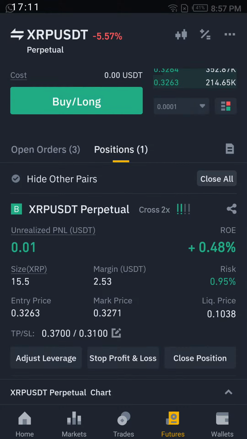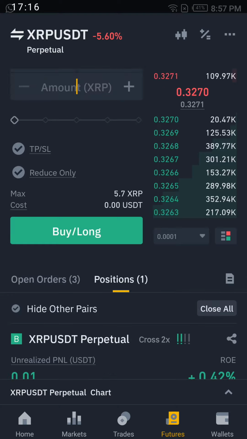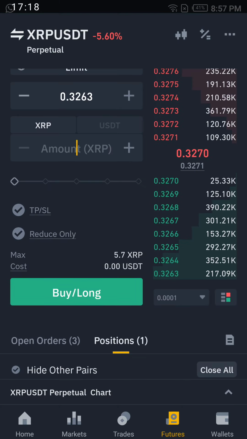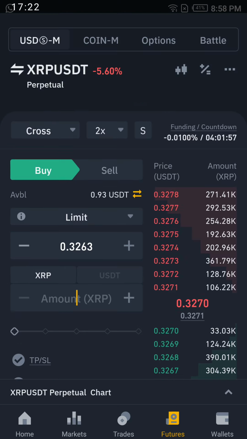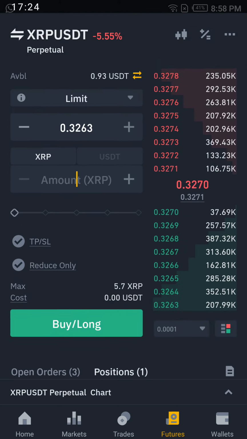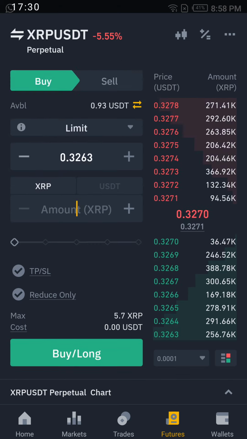This is the progress of the trade now. I made 0.48% profit. Remember, I'm using little leverage. If I were using like times 20 by now, I might have made up to 5% or 4% profit.